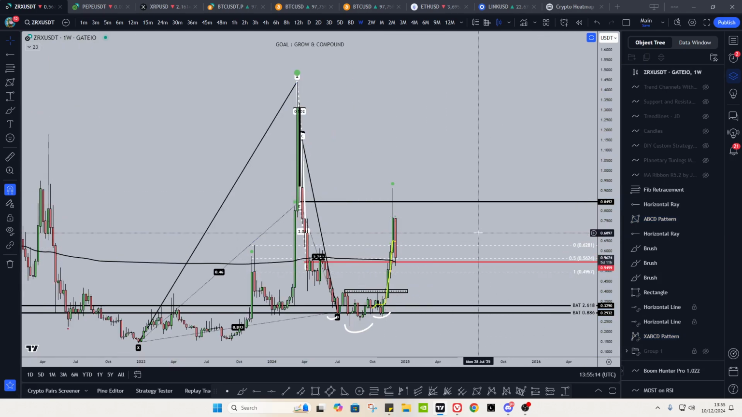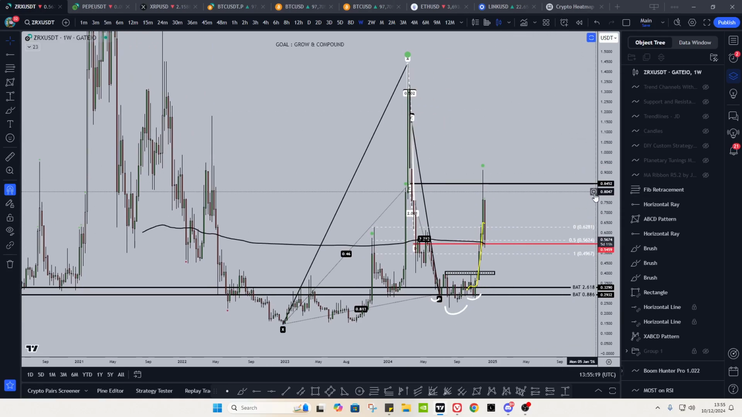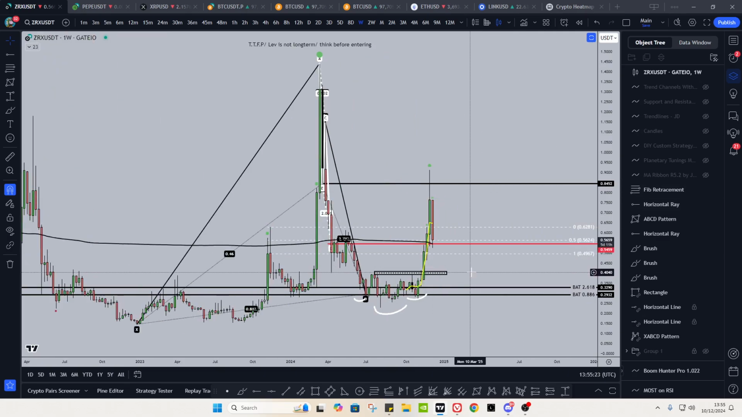This is a bull flag, right? Let's call it a bull flag. It's a bullish pullback. We just need to maintain the 200 MA. We don't want to go below this, right? That's the key thing.